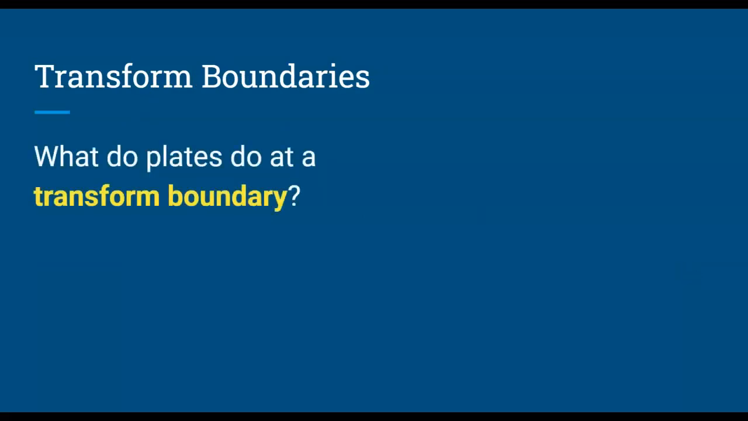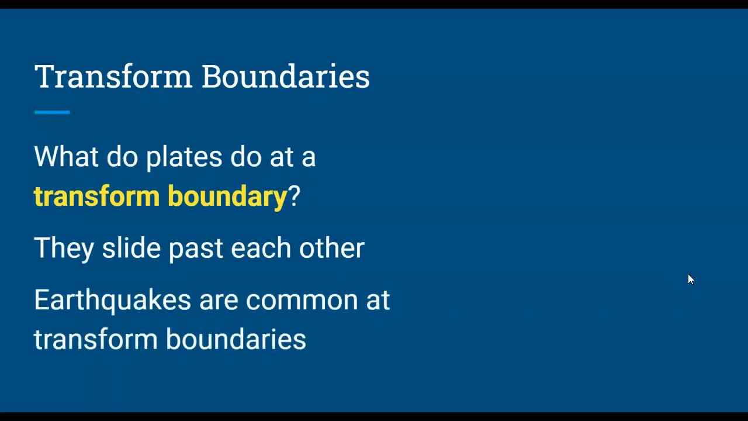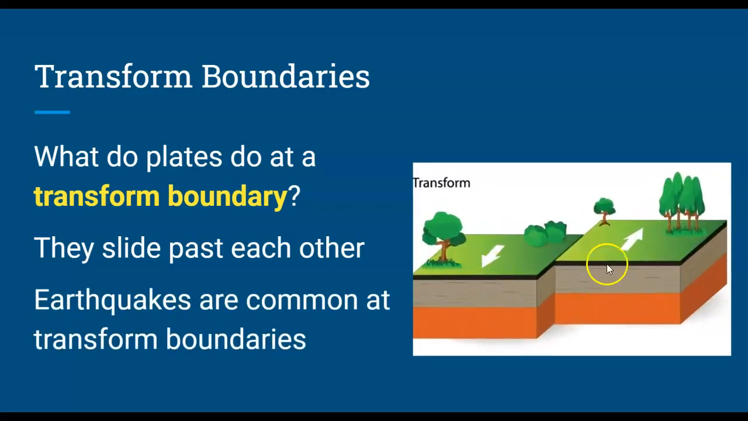Then we have transform boundaries. What do plates do at transform boundaries? They slide past each other. Earthquakes are very common at transform boundaries. So this is what a transform boundary looks like. One plate is going one way, one is going the other.